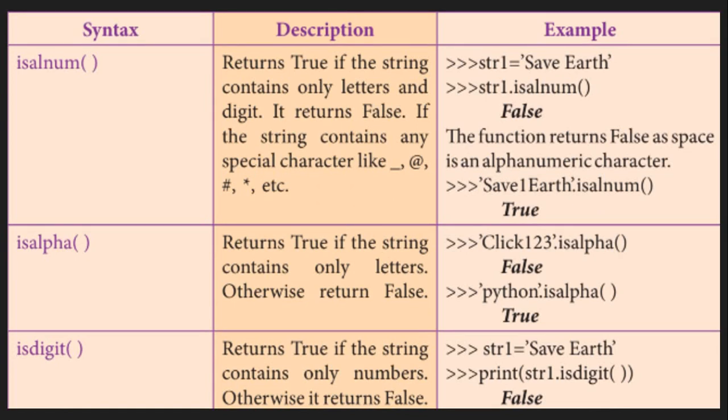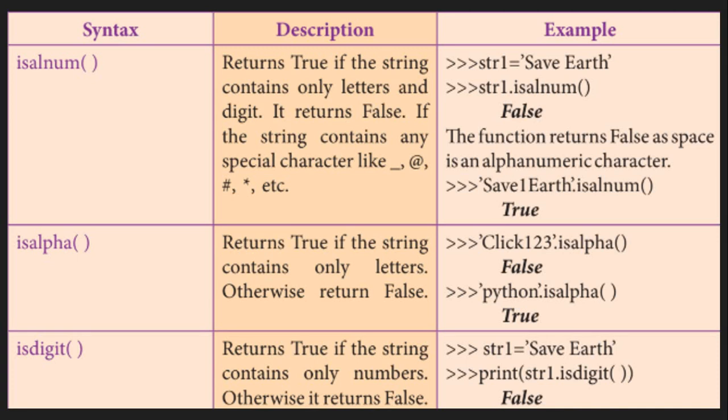Then next I'm going to talk about is alphanumeric, is alpha, is digit. This is very easy and very simple. Is alphanumeric checks whether the string contains only alphabets and numbers. If the string has only letters and digits, it will return true. If not, it will return false.